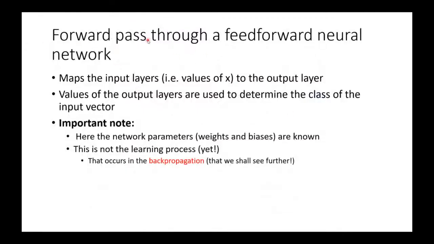Okay, so let's see then a forward pass. That's going to map the input layer, values of x, to the output layer, which are the classes. Values of the output layer are used to determine the class of the input vector. Here the network parameters, weights, and biases are known, and if it's a first pass, they are randomly chosen. And this is not the learning process yet. The learning process occurs in a back propagation that we shall see further.